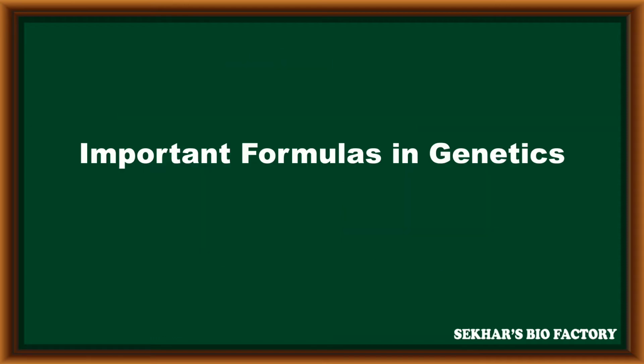In this video, I am going to explain some important formulas frequently used in genetics to calculate the types of gametes produced by individuals, the number of offsprings or zygotes produced in F2 generation, the types of phenotypes and genotypes, along with how to calculate phenotypic ratio and genotypic ratio in monohybrid cross, dihybrid cross, trihybrid cross and tetrahybrid cross experiments.